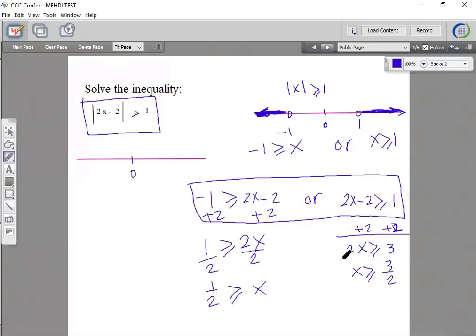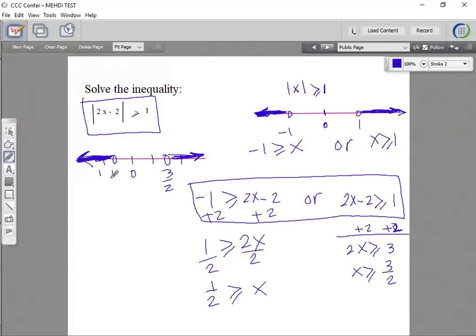Locate 3 over 2. 3 over 2 would be somewhere around here. All the numbers greater than that would be to the right of that. And then 1/2 would be right here, around here. Less than that would be to the left. So the shape of the regions would be very similar to absolute value of x greater than 1. As you can see, a similarity there, except we're just shifting these points a little bit.